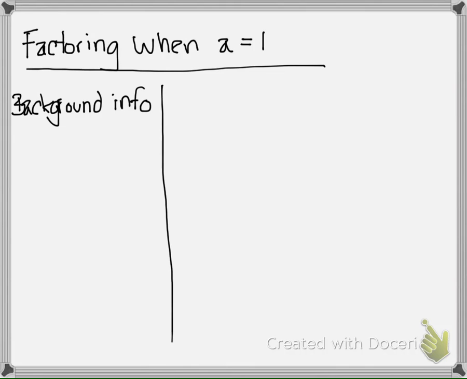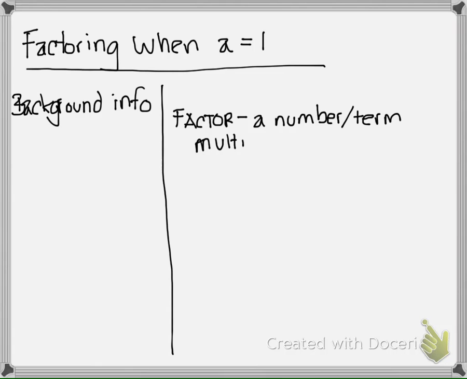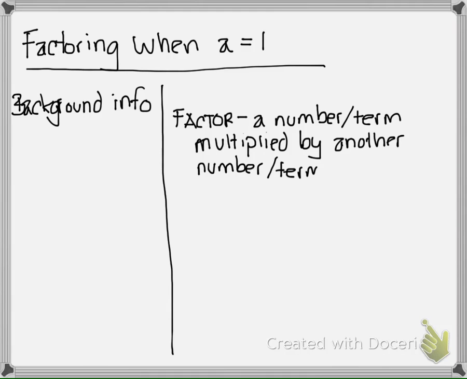As usual, let's start off with some pretty easy stuff, such as define what a factor is. A factor is a number or term that can be multiplied by another number or term to equal a product.